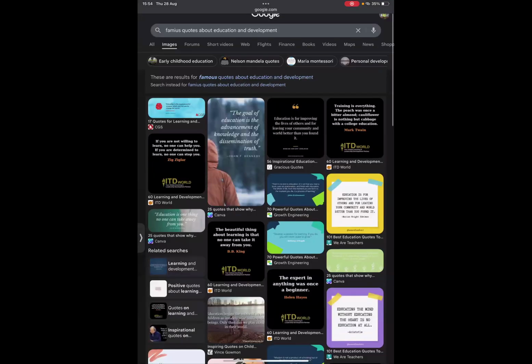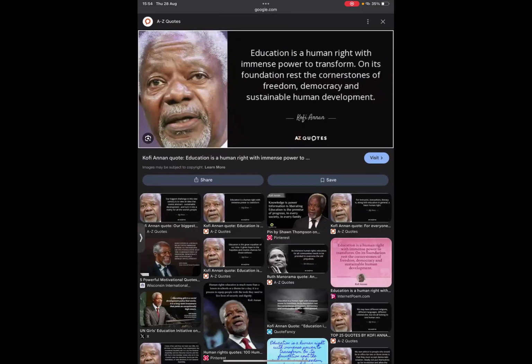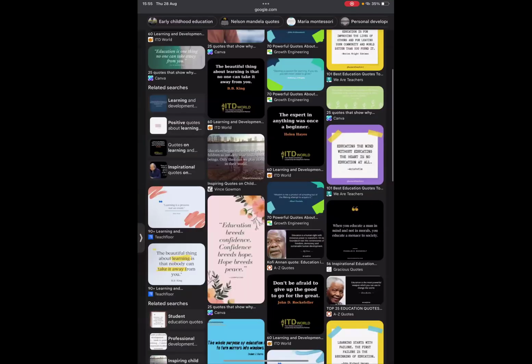Let's have a look at some other quotes from high-profile figures. I came across this one. I know this guy, Kofi Annan. He's the Secretary General of the United Nations. He said, education is a human right with immense power to transform. On its foundation rests the cornerstone of freedom, democracy, and sustainable human development. This one is quite powerful because it comes from a guy who a lot of people respect. We'll put a pin on that as well.